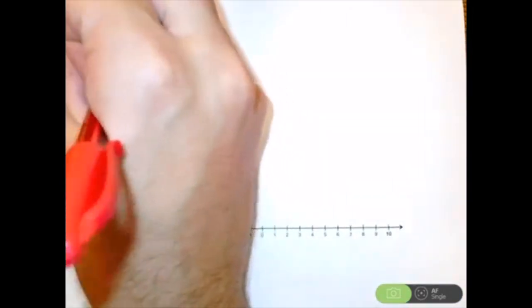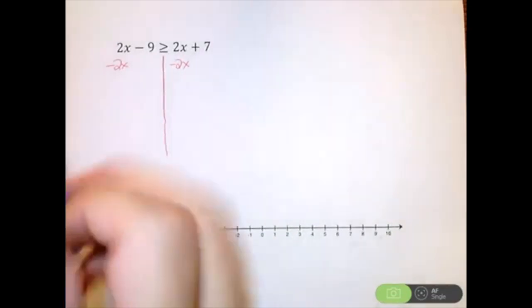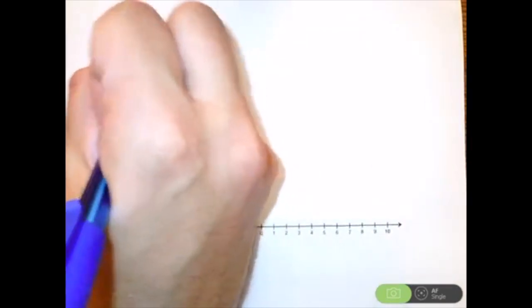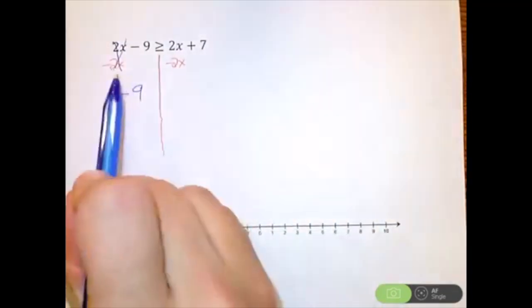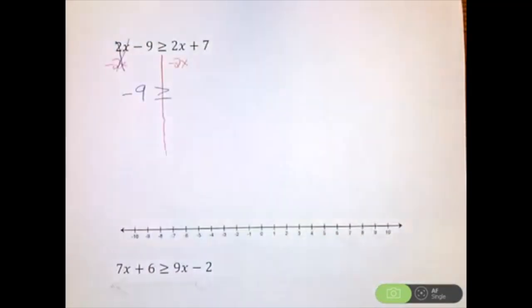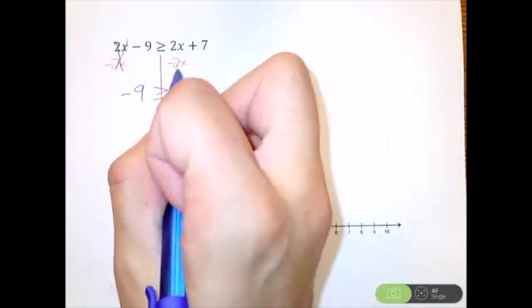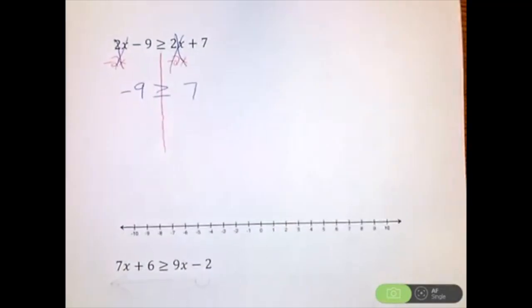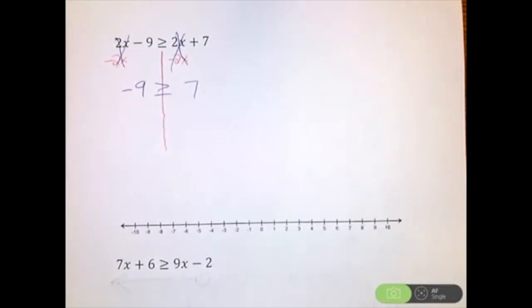So I'm going to subtract 2x and subtract 2x. When we do that, 2x minus 2x, those are gone, so I get a -9. Since I'm subtracting, the inequality stays the same. On the right side, 2x minus 2x is gone, and I get 7. So it's another special case where my x is gone.